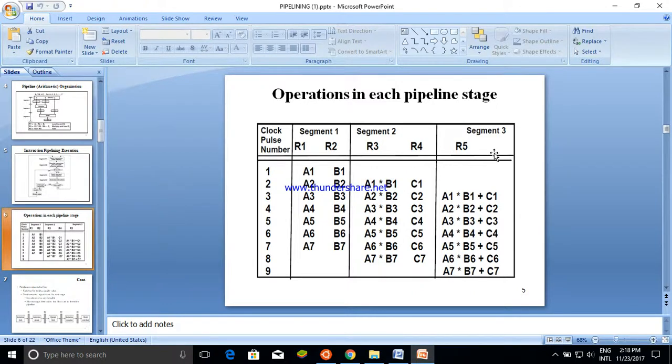Now in segment 3, the exact calculated value of A1 into B1 plus C1, till A7 into B7 plus C7, is getting stored in register R5. So from clock pulse 1 till clock pulse 7, the storing of R1 and R2 values is getting done. From clock pulse 2 to clock pulse 8, the multiplied values of A1 and B1 are stored in R3 and the values of C1 are stored in R4. And from clock pulse 3 to clock pulse 9, the exact values after the calculation are being stored in R5. So this is how a pipeline operation takes place at each stage for given clock cycles.